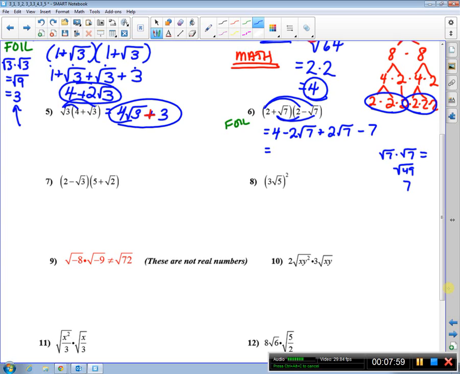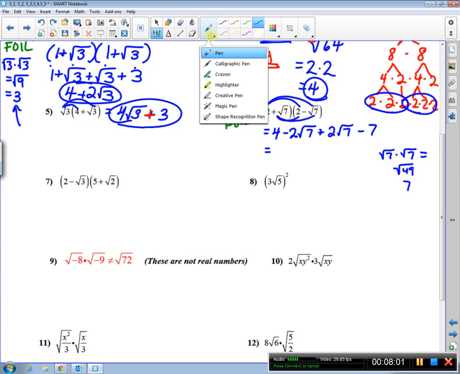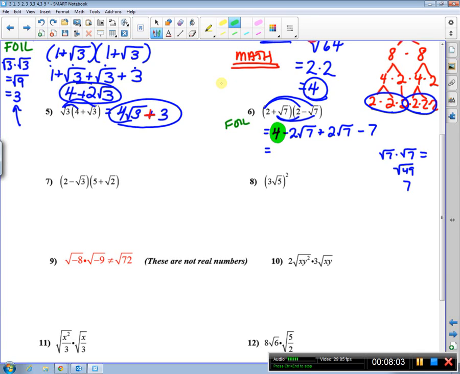So what are our like terms? Well, we've got a couple of whole numbers here. We've got 4 minus 7, negative 3. And then we've also got minus 2 radical 7 and plus 2 radical 7. And those produce 0. So those cross each other out, if you will, and my answer is negative 3.